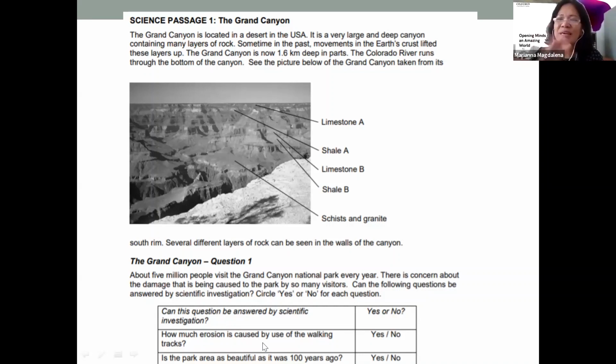So if you do this investigation, look at this: there is concern about the damage being caused to the park by so many visitors. This is the clue: so many. So you can test the erosion by having, let's say, 5 visitors and 10 visitors. Then you see the effect of people's feet on the soil. This is an example of scientific inquiry.